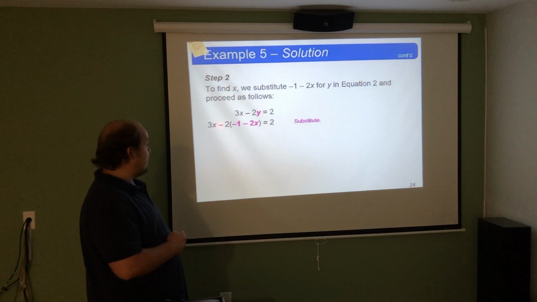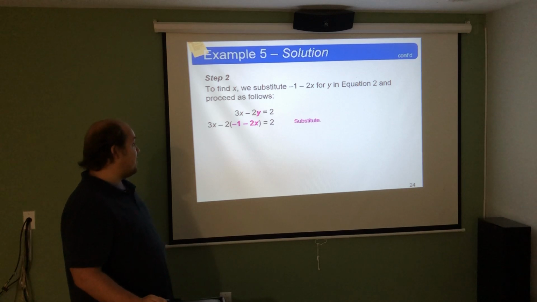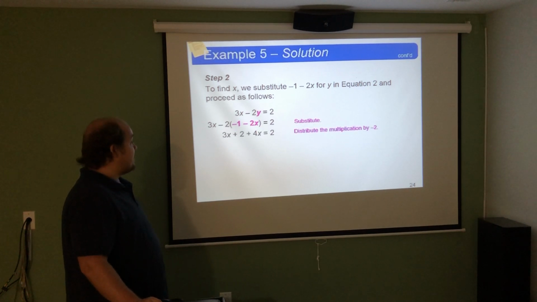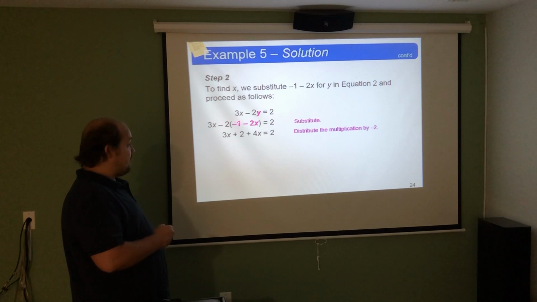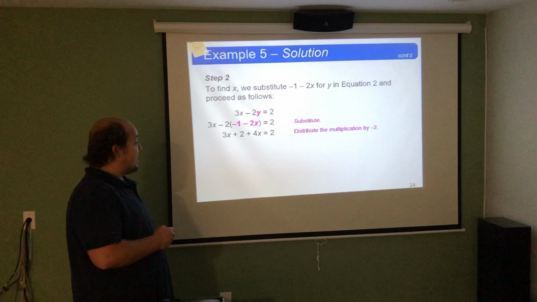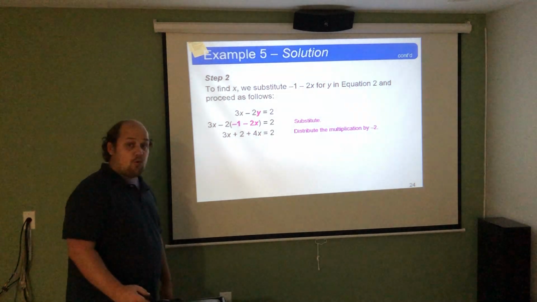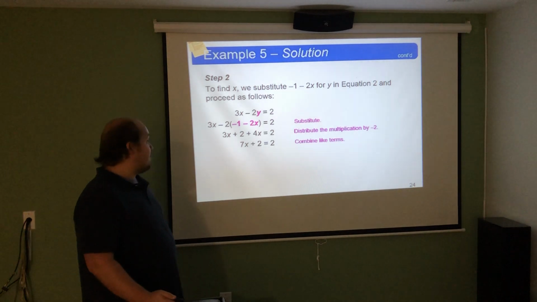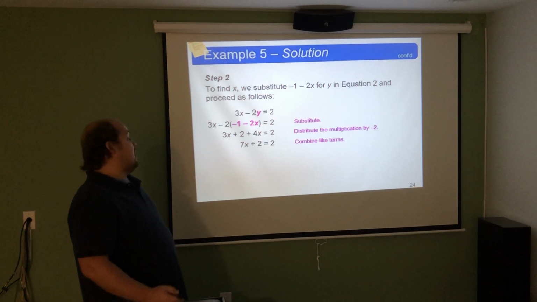That negative that goes with the 2 gets multiplied by the -1. That negative that goes with the 2 also gets multiplied by that -2x. So it becomes +2 and +4x. -2 times -1 gave me that +2. -2 times -2x gave me that +4x. If I now combine the left side, 4x plus 3x gives me 7x.